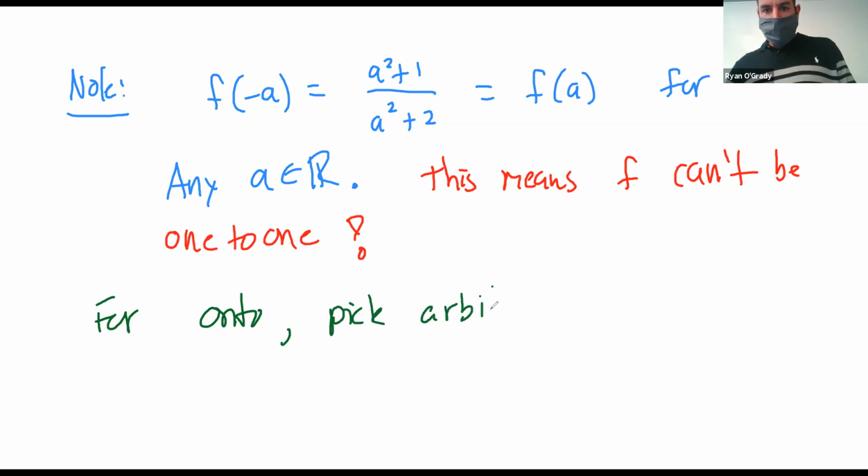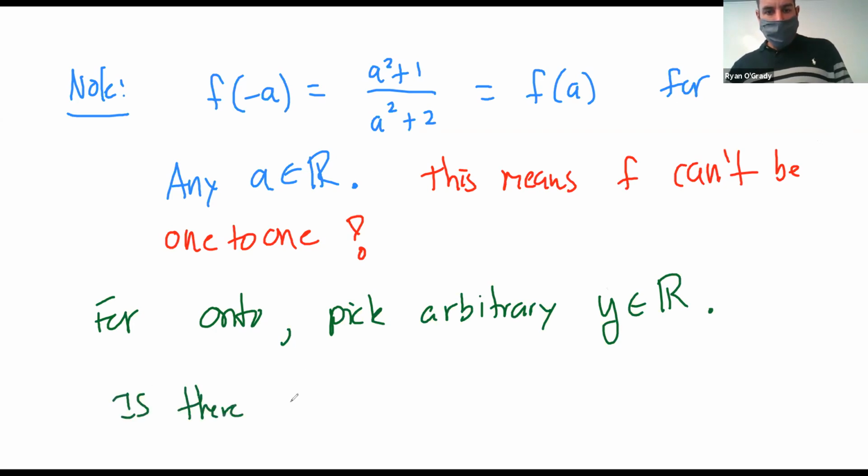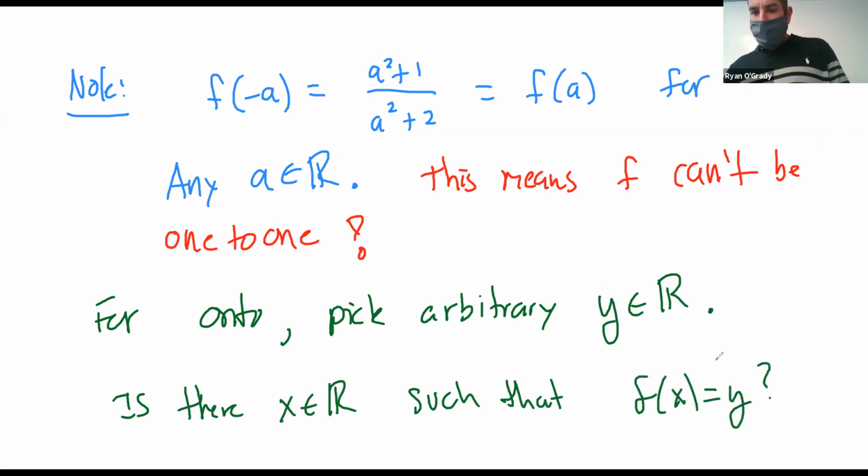let's pick an arbitrary real number, and I'll call it y. Here's what we need. We need an x such that f of x equals y. That's what we need. So let's ask ourselves, let's reason, is this possible? So again, I am using the definition of onto. I remember it.